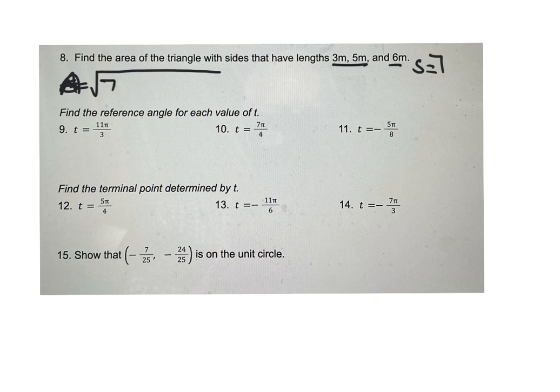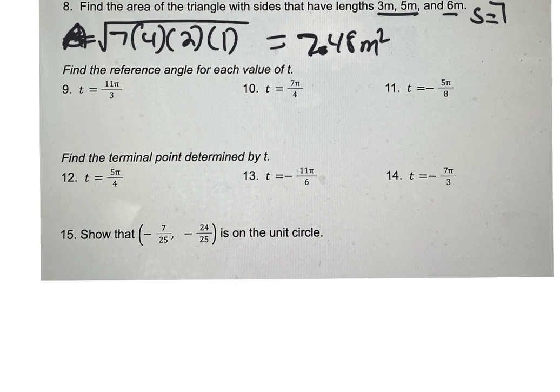So I'm going to do 7, and then do 7 minus each side. 7 minus 3, 7 minus 5, 7 minus 6. And all I'm going to do is punch that in my calc. And I'm getting 7.48. Should be meters squared. That's a 7, by the way. Looks like I combined the decimal point. 7.48 meters squared.